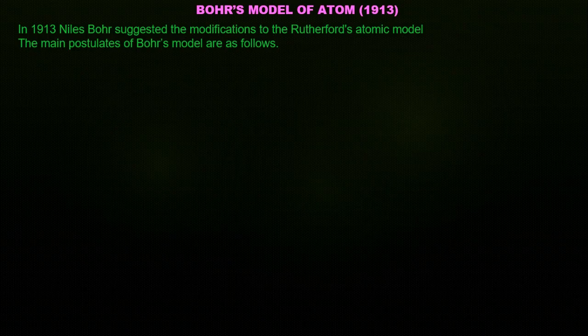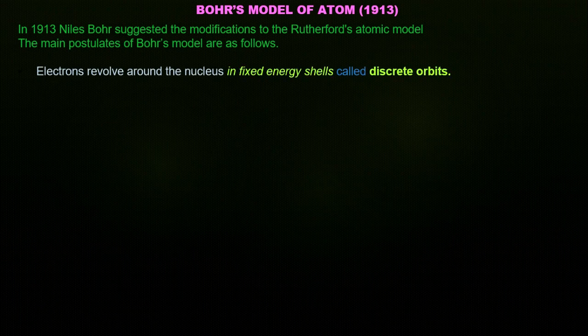Bohr's model of atom. It was in 1913. Let's have a look at the main postulates of Bohr's model. The first and the foremost is definitely the rectification of Rutherford's model. That is, electrons revolve around the nucleus in fixed shells or fixed energy orbitals.